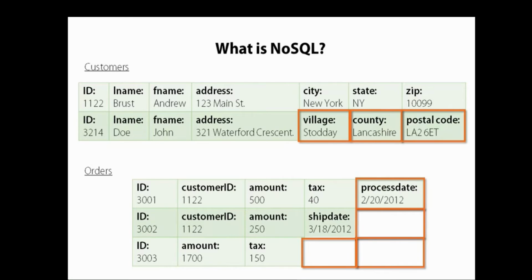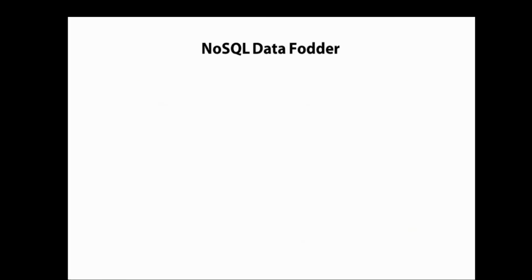And speaking of things that don't exist, there's no explicit relationship. Now we have 1122 as the ID in the first customer row, and we also have it as the customer ID in the first two orders. But that's simply going to be by convention in programming that we understand that there's a relationship there. There's nothing in the data structure really that allows us to express that relationship.